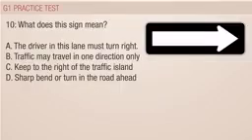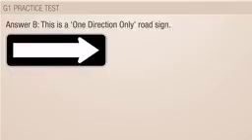Question 10. What does this sign mean? A. The driver in this lane must turn right. B. Traffic may travel in one direction only. C. Keep to the right of the traffic island. D. Sharp bend or turn in the road ahead. Answer B. This is a one-direction-only road sign.